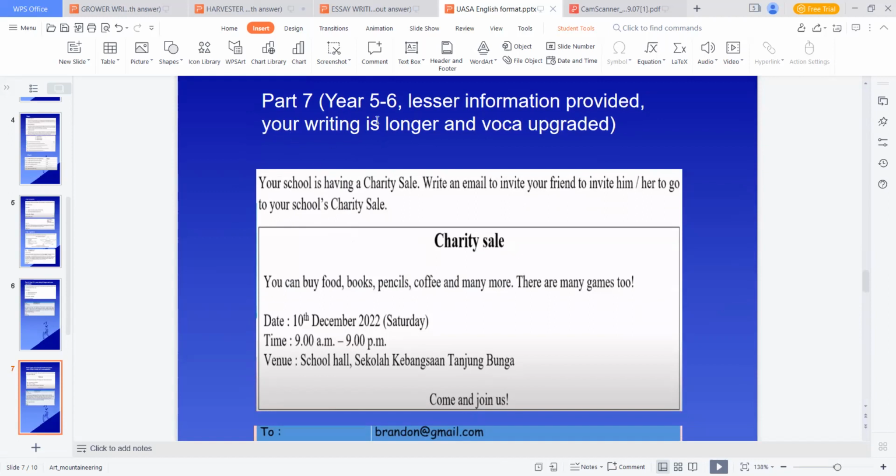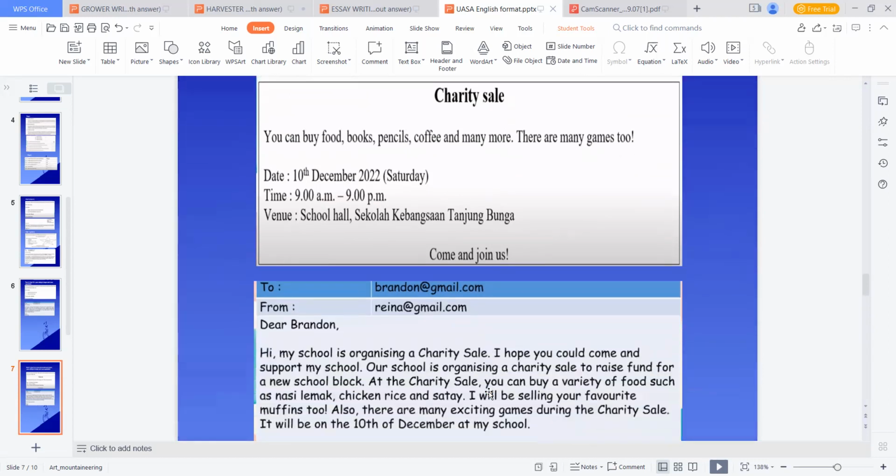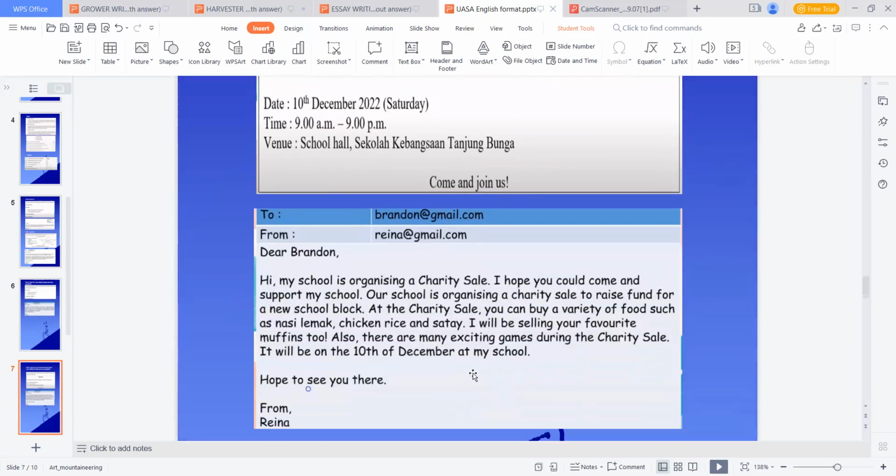Look at these questions compared to Year 4. Part 7, Year 5 to 6. They have lesser information given. Now this one is email writing also. So with lesser information given, the content and the words will be more than the Year 4 students' work. And also vocab will be at a higher level, for example charities, sales, raise funds, exciting games, etc. All right. So these are the different parts of the UASA English format for Year 4 to Year 6.